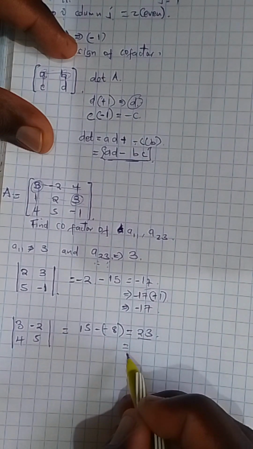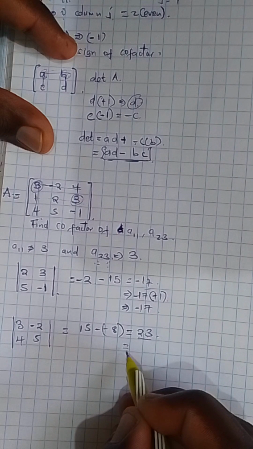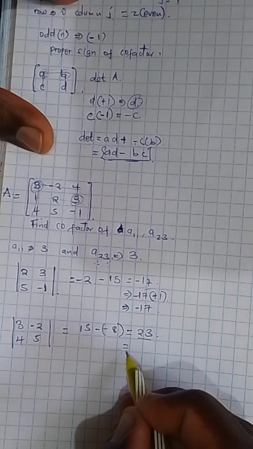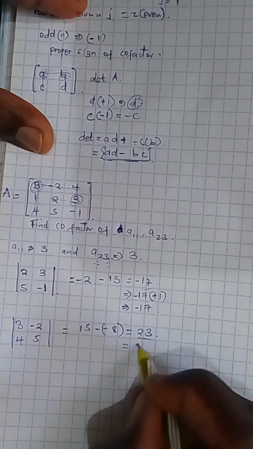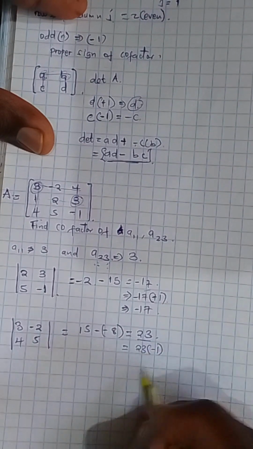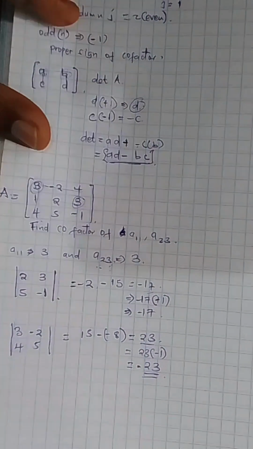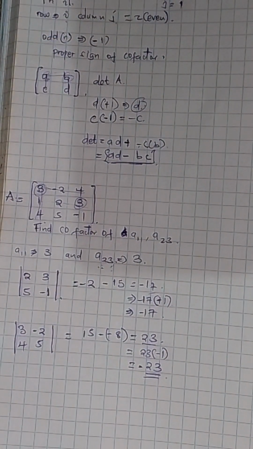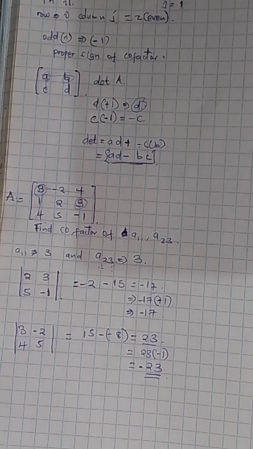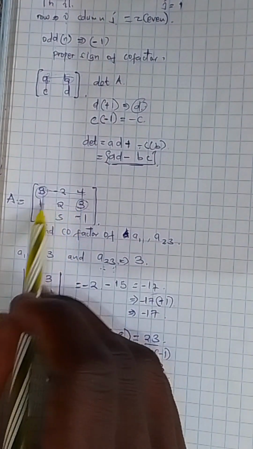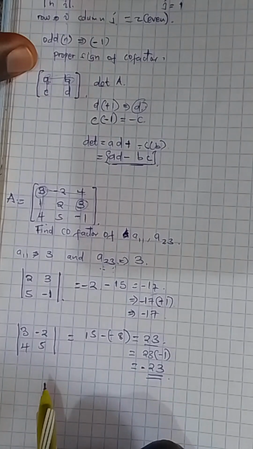We say that for odd we multiply the minor by negative 1, and for even we multiply the minor by positive 1. So it's 23 times negative 1, that we have the cofactor as negative 23. So by doing this, you get the cofactor. You can find the cofactor for all these elements here.